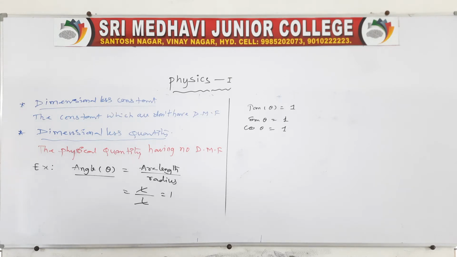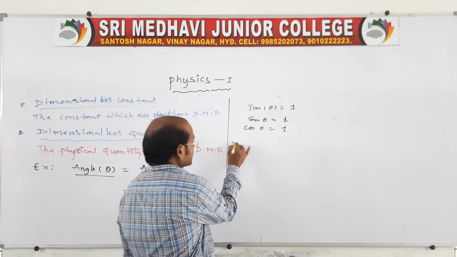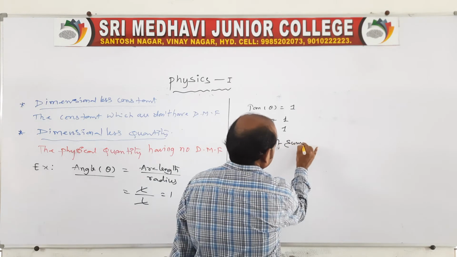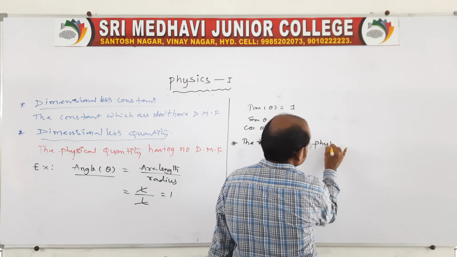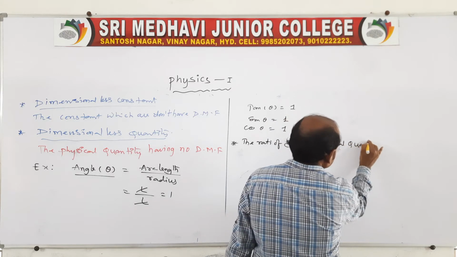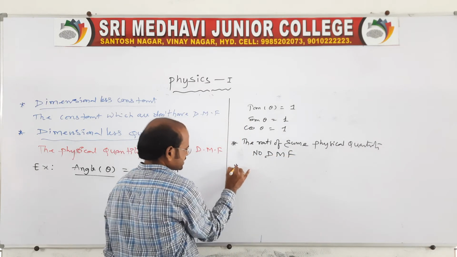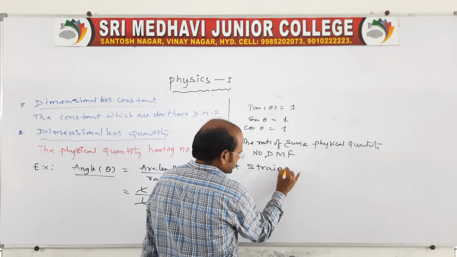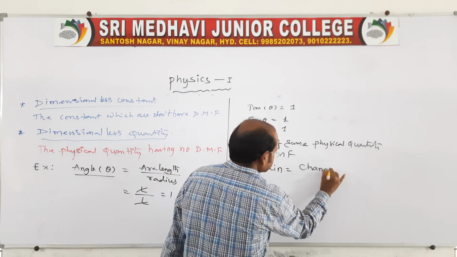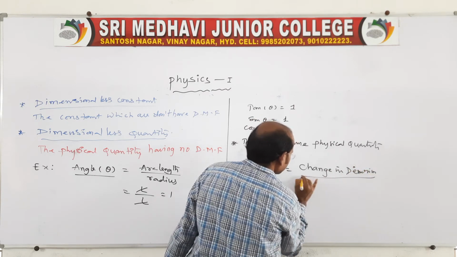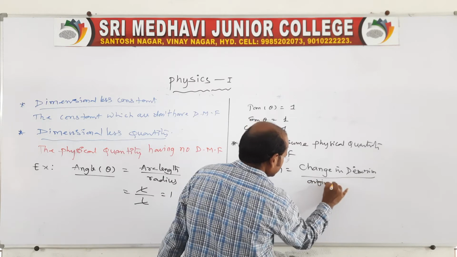Like it, there is another one also, that is the ratio of the same physical quantities. You remember, the ratio of the same physical quantity also has no dimension, no DMF. That I will tell you. Suppose the best example you take is strain. Strain is nothing but change in dimension by original dimension.